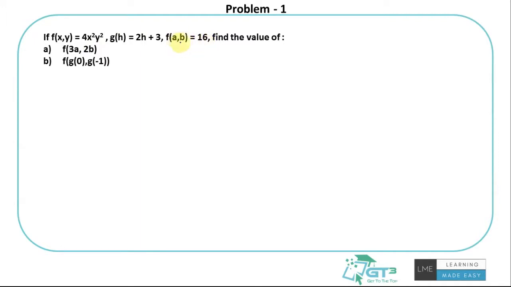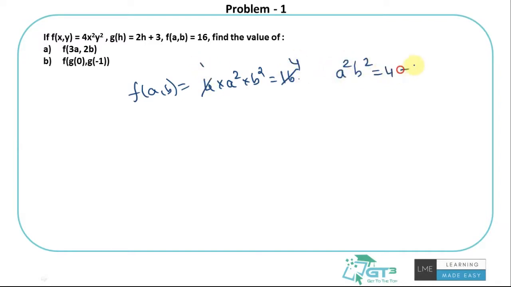So I don't know the value of a and b. If I give a and b as input, the output is 16 for this function f of x comma y. So find the value of f of 3a comma 2b, is what the first question is. What is f of a comma b according to the definition of the function? 4 into a square into b square equals 16. So I know that a square b square is 4.